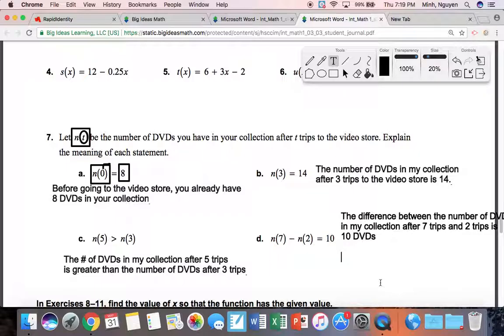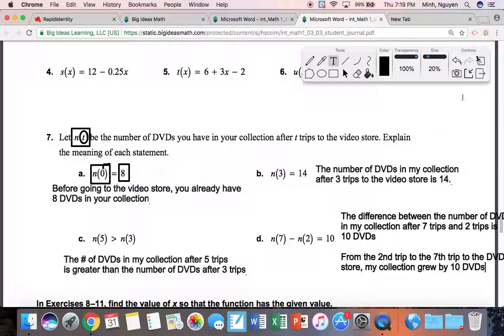So in those trips, you ended up picking up 10 DVDs. It doesn't matter how many you got at each time. It doesn't say that. It just says the difference between the two of them, after those number of trips, is 10 DVDs. So another way to say this is from the 2nd trip to the 7th trip to the DVD store, my collection grew by 10 DVDs.